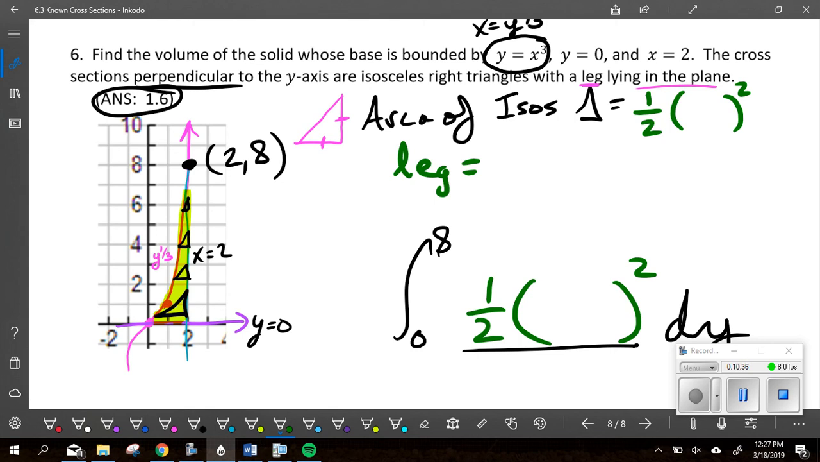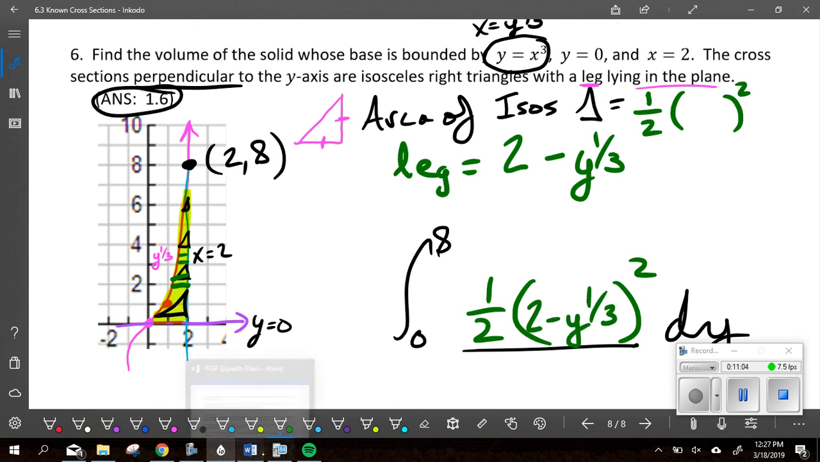Where did I make the base of this leg from? Which line did I start at? 2. I start on the right here. I went from 2 to here, from 2 to here, from 2 to here. From 2 minus the left line. What's my left line going to be? Y to the 1/3. 2 minus y to the 1/3. That is what I'm plugging in right here. 2 minus y to the 1/3 power.